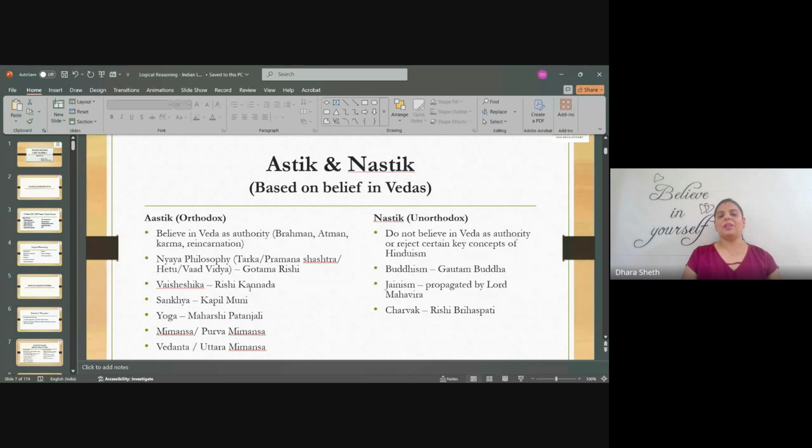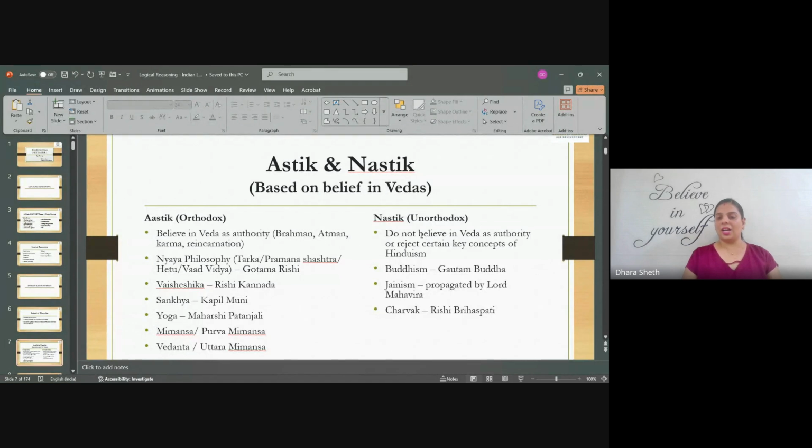Vaisheshik was developed by Rishi Kannad. It was slightly before Nyaya philosophy. After that, Nyaya philosophy came. Sankhya, by Kapil Muni. Yoga, the Yoga school of thought by Maharshi Patanjali. Mimamsa, the Mimamsa school of thought is divided into 2 parts, Purva Mimamsa and Uttar Mimamsa. Okay, so Mimamsa is also called Purva Mimamsa, and Uttar Mimamsa is the later part, which is the school of thought that believes in Vedanta.